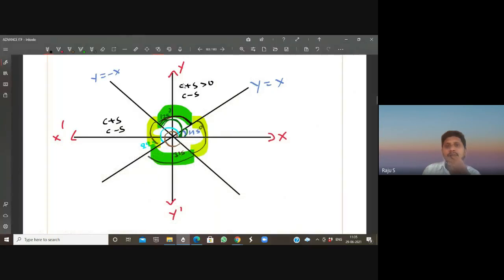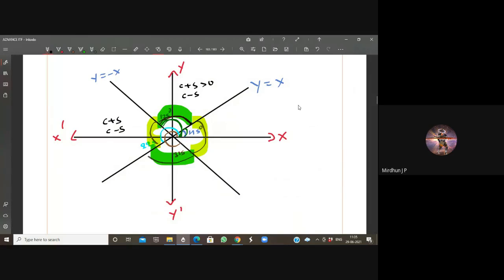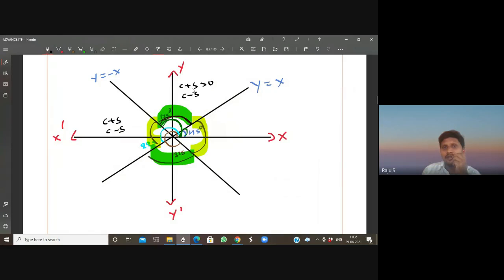Why greater than 0? Because both are positive, sir. Look at here. It is lesser than 0. Why? From 45 to 135. Why 45 to 135?